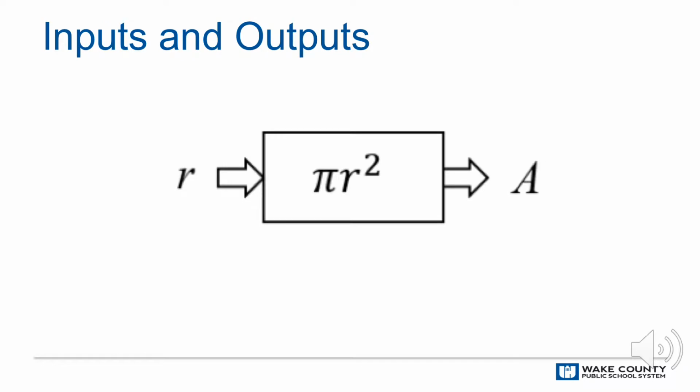Students will be working with functions. A function is a rule that produces a single output for a given input. Here is an example of a rule that is a function. Input a number, square it, then multiply the result by pi. Using r for the input and A for the output, we can draw a diagram to represent the function. We could also represent this function with an equation, A equals pi r squared.